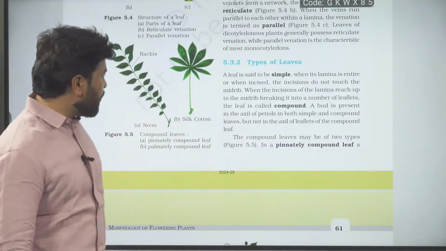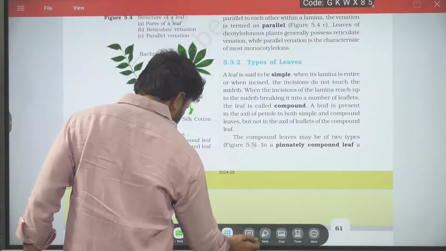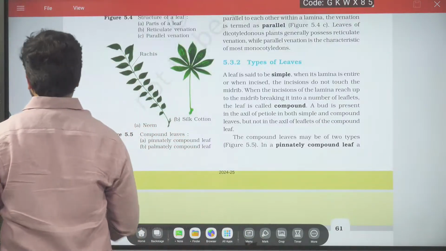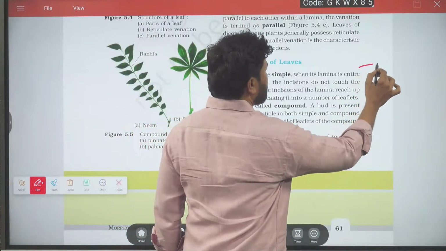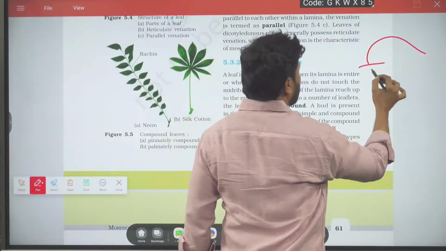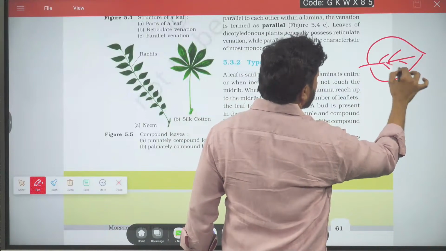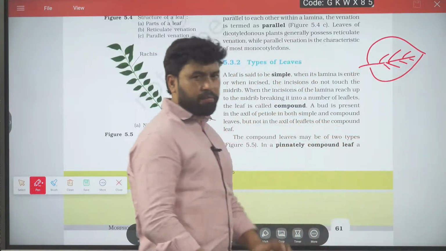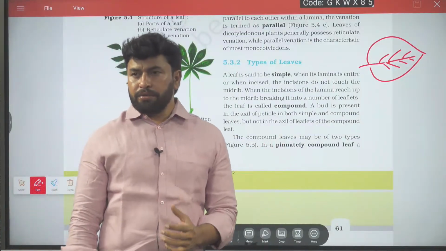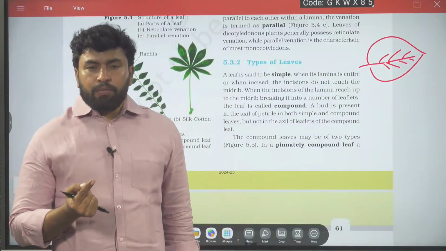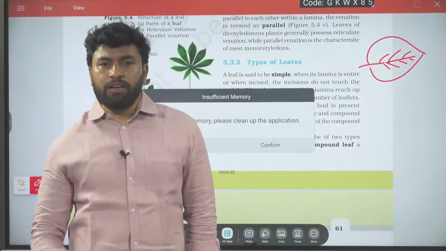What do you mean by entire? Complete. It is not cut into parts. That's called entire, whole. In that case, this is a lamina which is entire. It has veins, veinlets, whatever it may be. It is complete, with no incisions. Incisions, I told you, are internal protrusions or internal cuttings of the leaf lamina.